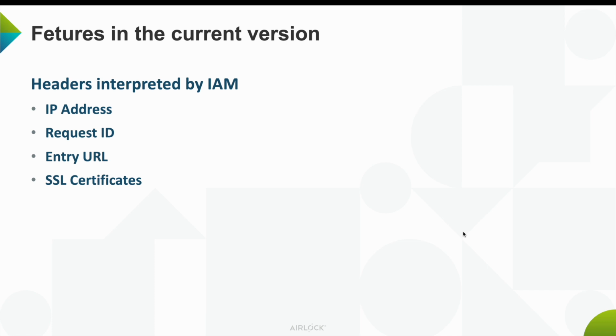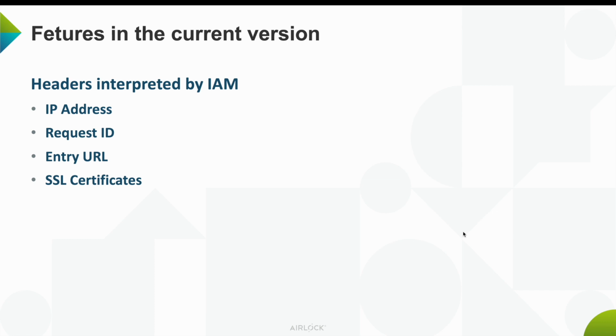So what are the features in the current versions? Well, we have headers that are interpreted by IAM 8.1, which is the IP address, request ID. Of course, that's very important for logging. The entry URL, as I said, it's important so IAM can prepare correct redirects. And what we've also integrated are SSL certificates.